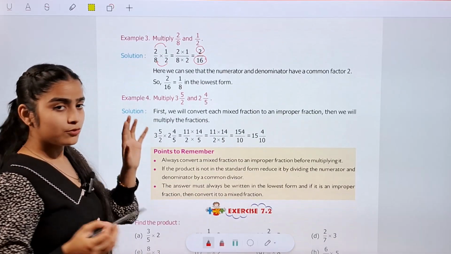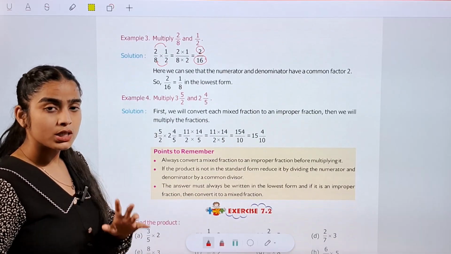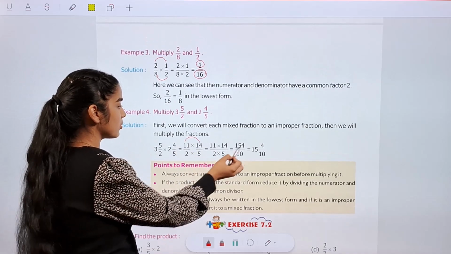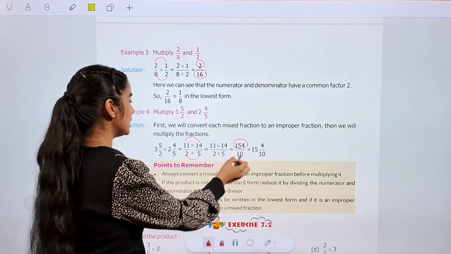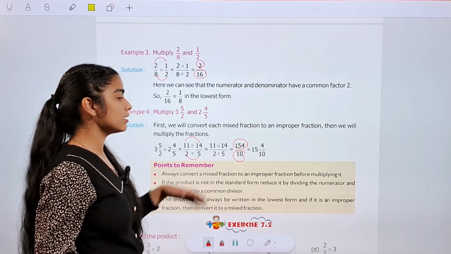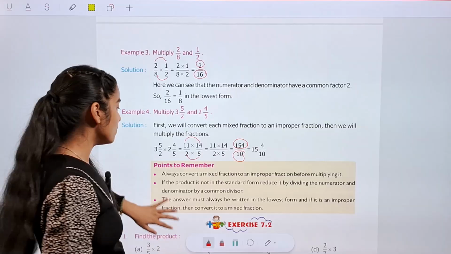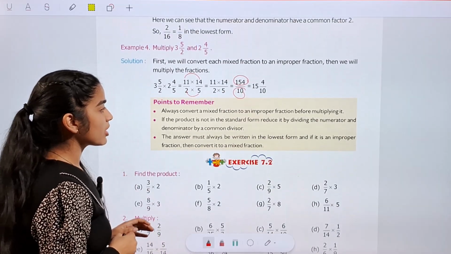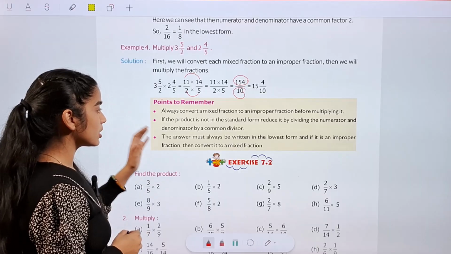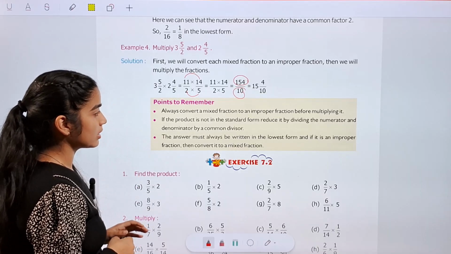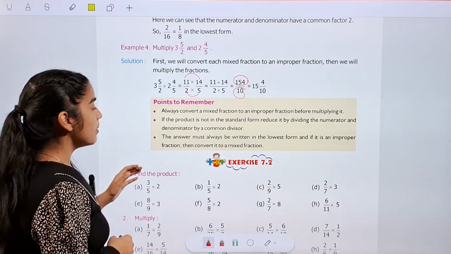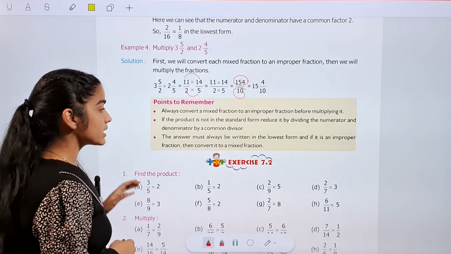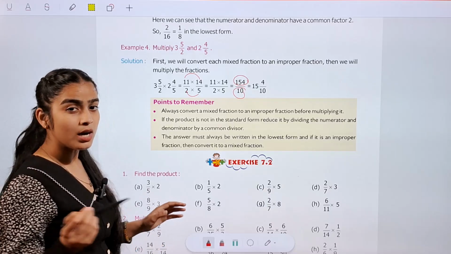Now when we have two mixed fractions, first we convert them into improper fractions and then we multiply. So 11 multiplied by 14 is 154, 2 5s are 10, and you further can change the improper fraction into a mixed fraction. Always convert the mixed fraction to an improper fraction before multiplying it. If the product is not in the standard form, reduce it by dividing the numerator and denominator by a common divisor. The answer must always be written in the lowest form. If it's an improper fraction, then convert it into a mixed fraction.